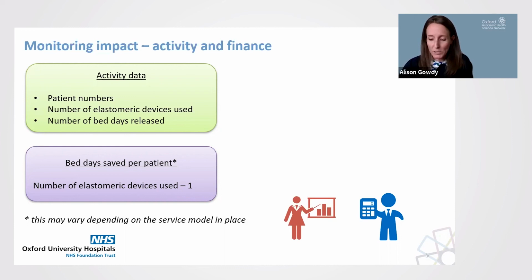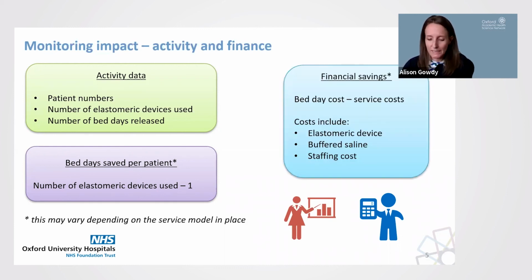Based on the OUH model, the cost savings are calculated by subtracting the service costs from the bed day cost. The service cost includes the cost of the elastomeric device itself, the cost of the buffered saline needed to reconstitute the drug, and the staffing cost. Staffing cost includes travel time as well as the time spent in the patient's home.